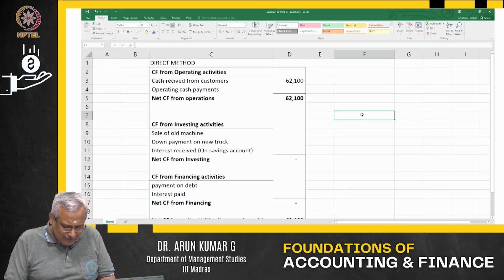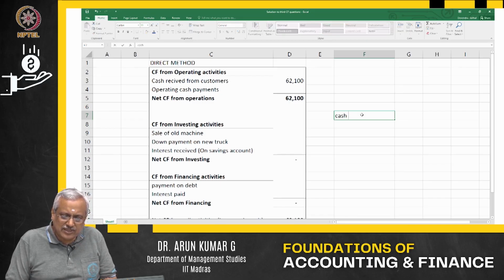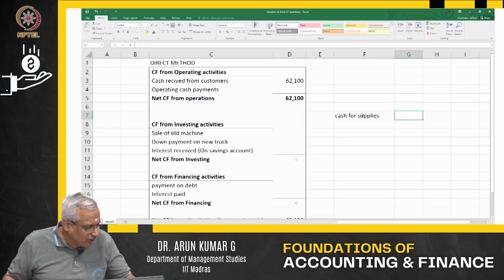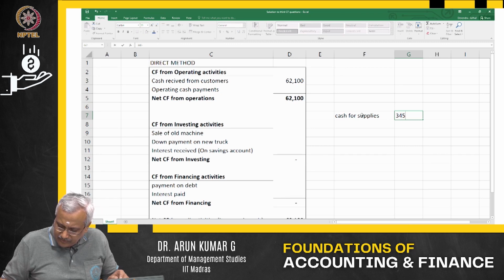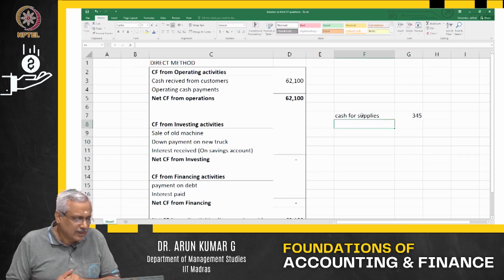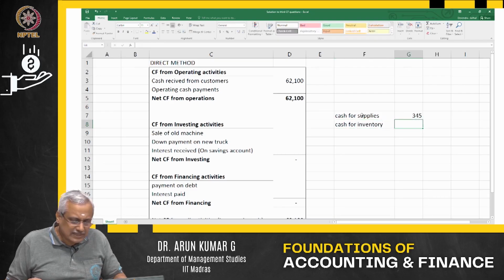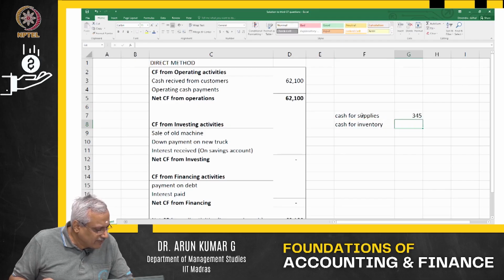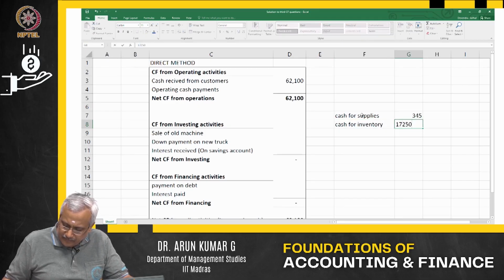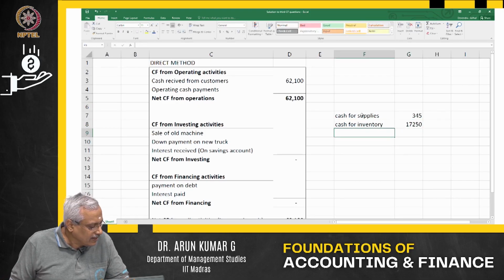Let us see cash purchase of supplies, cash for supplies. How much is it? It is about $345. Next, cash purchase of inventory, cash for inventory. How much is it? It is about 17,250. Next, what is the down payment of the new truck? It is investing, so we will not worry about it.